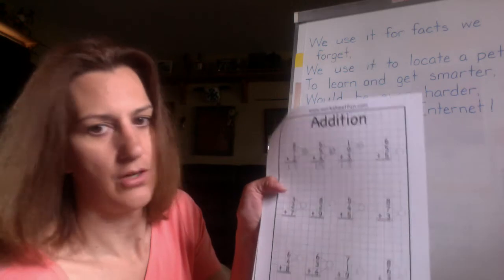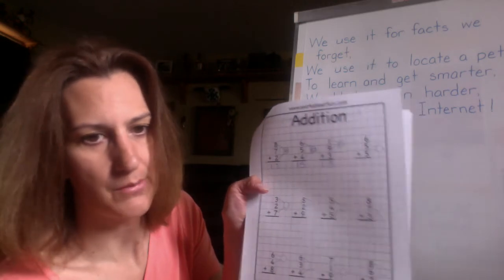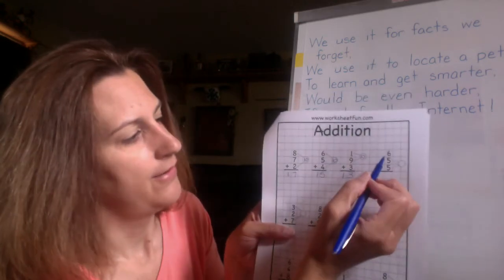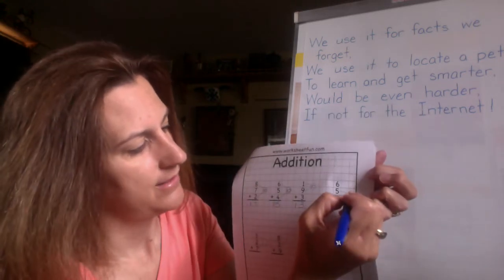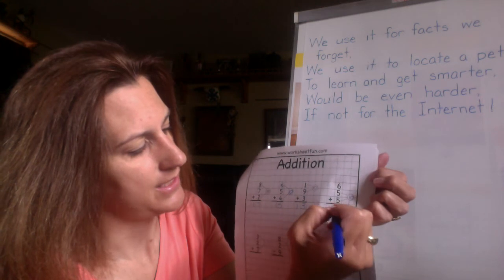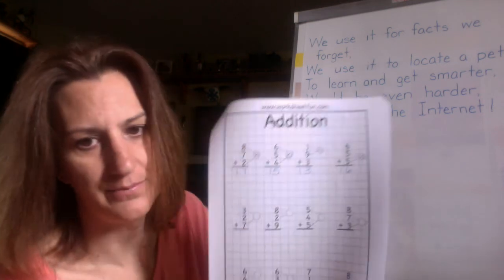Go back. Sorry, I just totally skipped number 1. All right. 5 plus 5 equals 10, and then 10 plus 6 equals 16.